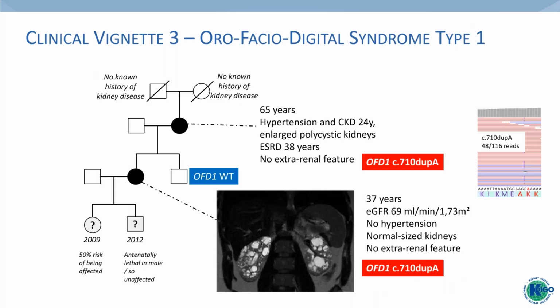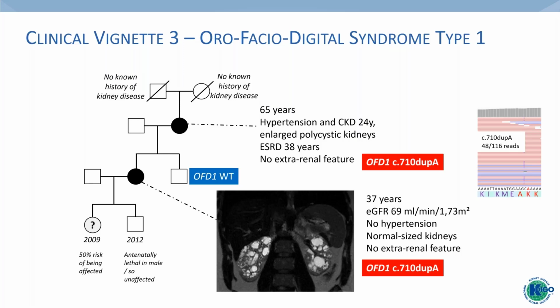Oro-facio-digital syndrome type 1 is an X-linked dominant inherited disorder, almost always antenatally lethal in males, so mostly females are described with OFD1. The results of these genetic findings mean that her son is unaffected and her daughter is at a 50% risk of being affected.